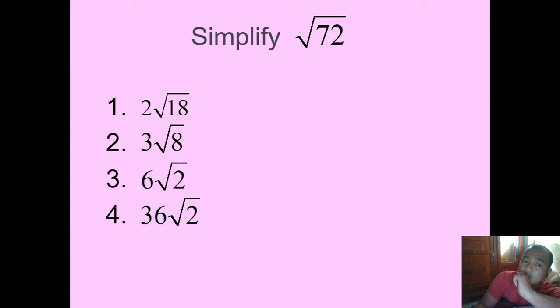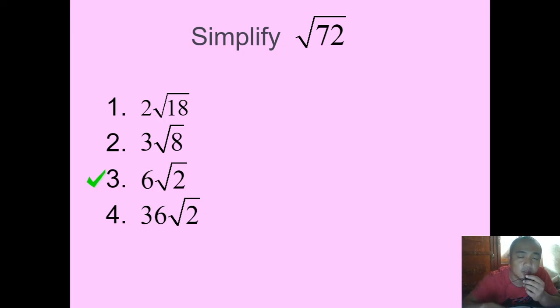Okay, let us simplify square root of 72. What's your answer? Okay, we have here the 4 choices: 1, 2, 3, 4. What do you think is the answer for square root of 72? If you simplify it, what do you think is the answer? Okay, the correct answer is 3, 6 square root of 2.